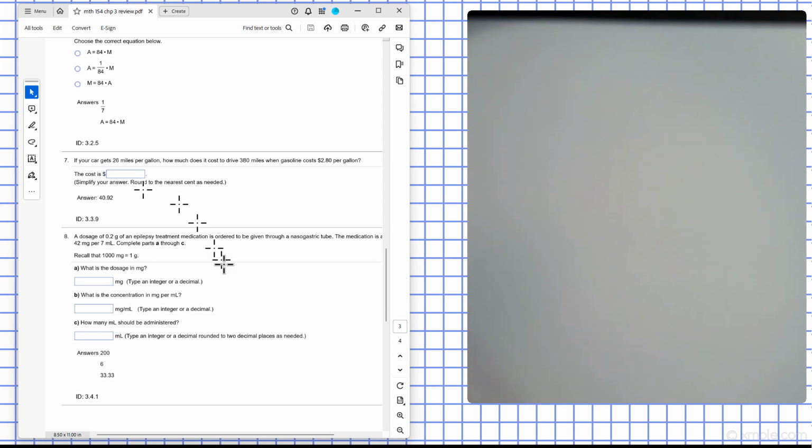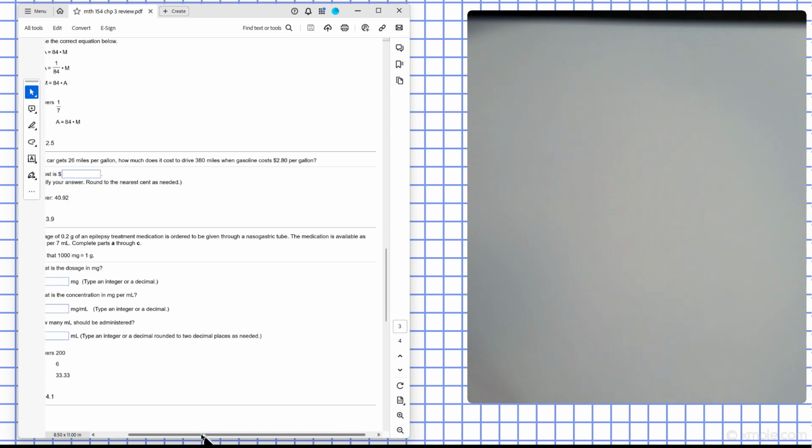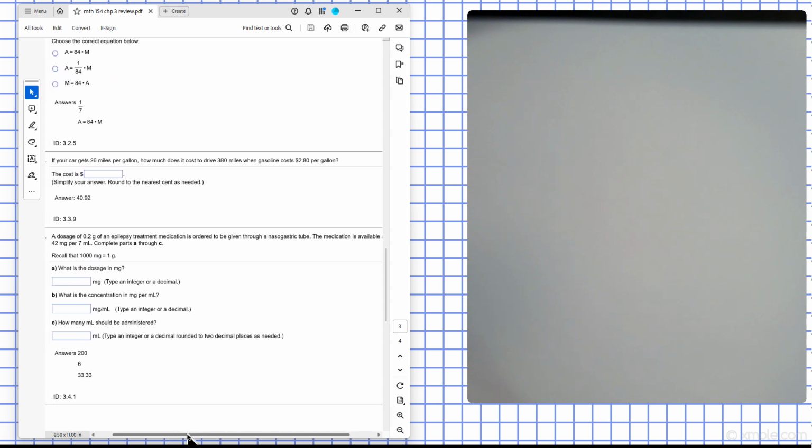Number 8, a dosage of 0.2 gram epilepsy treatment is ordered to be given through a nasogastric tube. Then it's available as 42 milligrams per 7 milliliters. Complete parts A through C. Recall that 1,000 milligrams is 1 gram. So what is the dosage in milligrams?